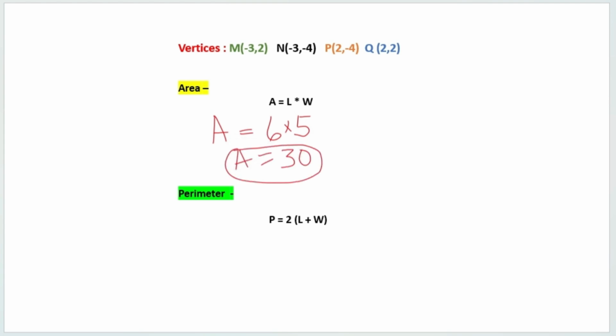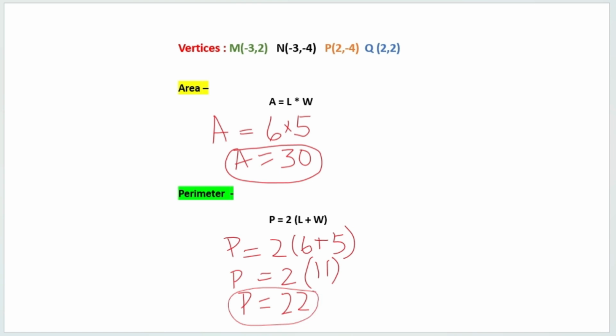All right. So our perimeter, we have P equals 2, and in parentheses, we have our length, which is 6, plus our width, which is 5. So we do what's in parentheses first. That would be 11 times our 2 is our perimeter. So our perimeter equals 22. So that's how we would determine, given 4 vertices that are a rectangular shape, the length and width, and then we can calculate the area and the perimeter.